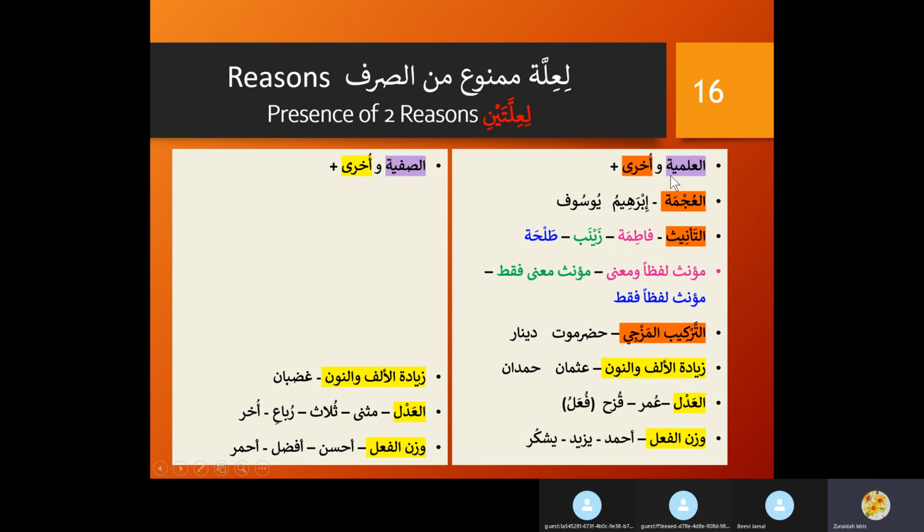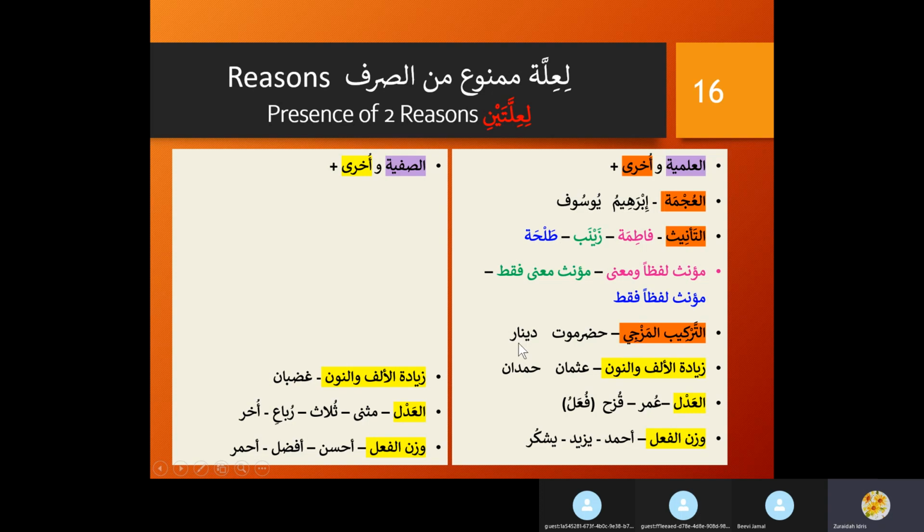Okay. Then when it's a name and it is what we call a compound name, tarkib mazji. Mazj means to combine. Tarkib is to put together and combine. So, for example, this one comes from the words hadra and maut, but they made it one place. Hadramaut, the presence of death.